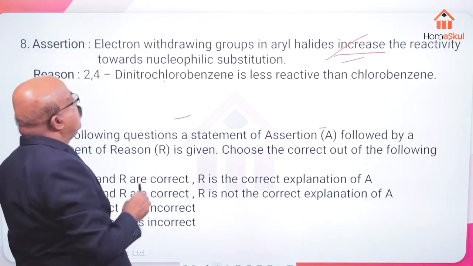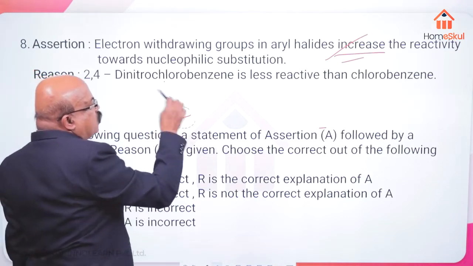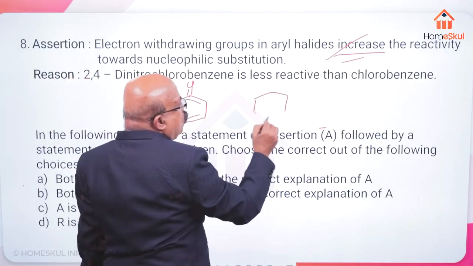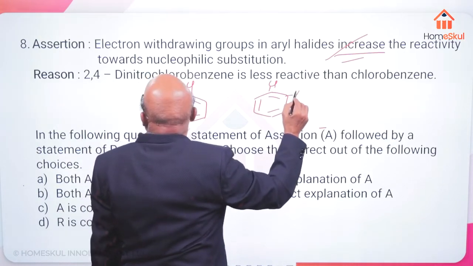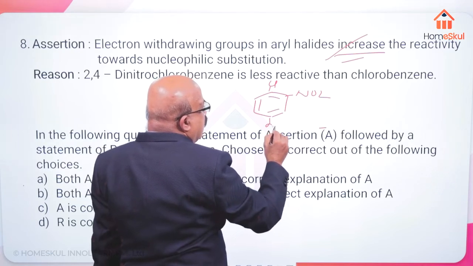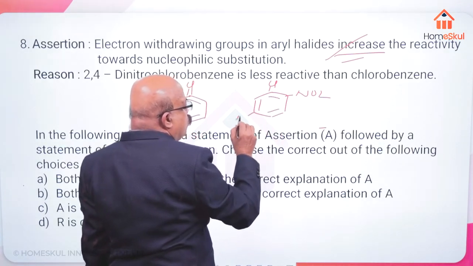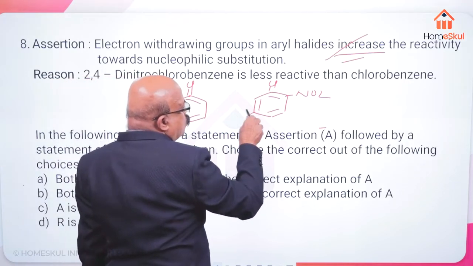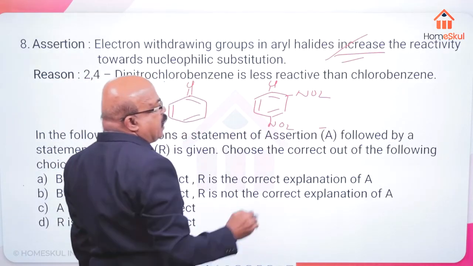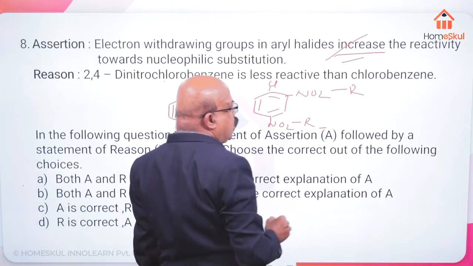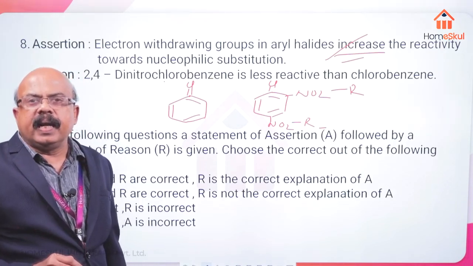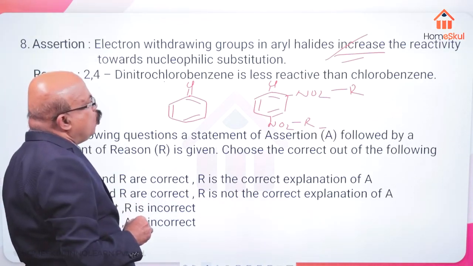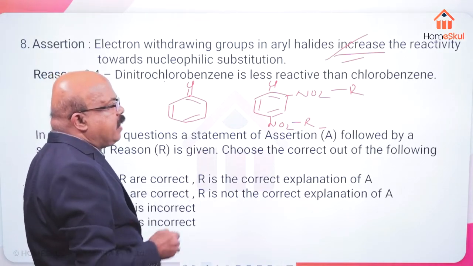And second one, 2,4-dinitrochlorobenzene is less reactive than chlorobenzene. It is 2,4-dinitro. Here it is a minus R group. It is also a minus R group. The more the number of minus R groups in haloarene, the greater the stabilization of the carbanion formed. So 2,4-dinitrochlorobenzene is more reactive than chlorobenzene. That is the correct statement.